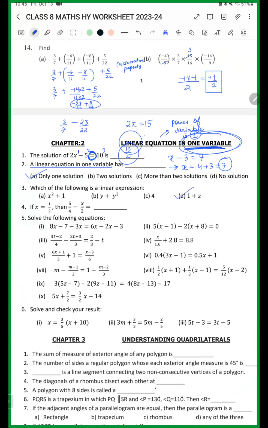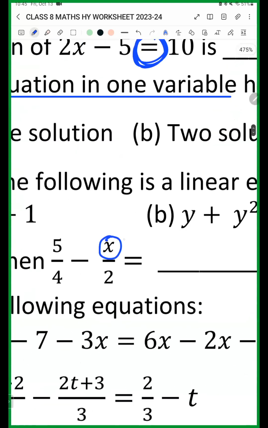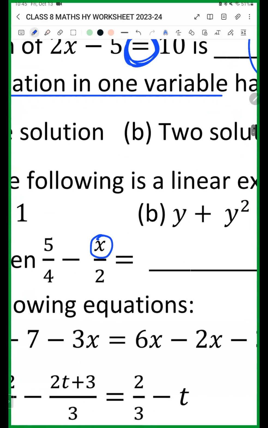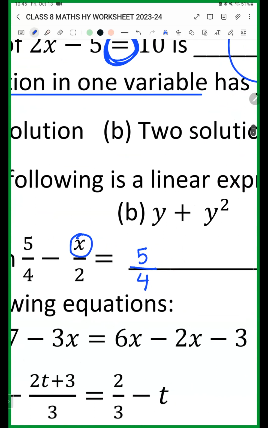Then fourth: if x is equal to 1 by 2, then what is 5 by 4 minus x by 2? What you have to do is just put 1 by 2 in place of x. So what does this become? In place of x, you have to put 1 by 2. So see, this is 5 by 4 minus x by 2, right? x by 2 means what? You can write x by 2 as 1 by 2 into x, yes or no?